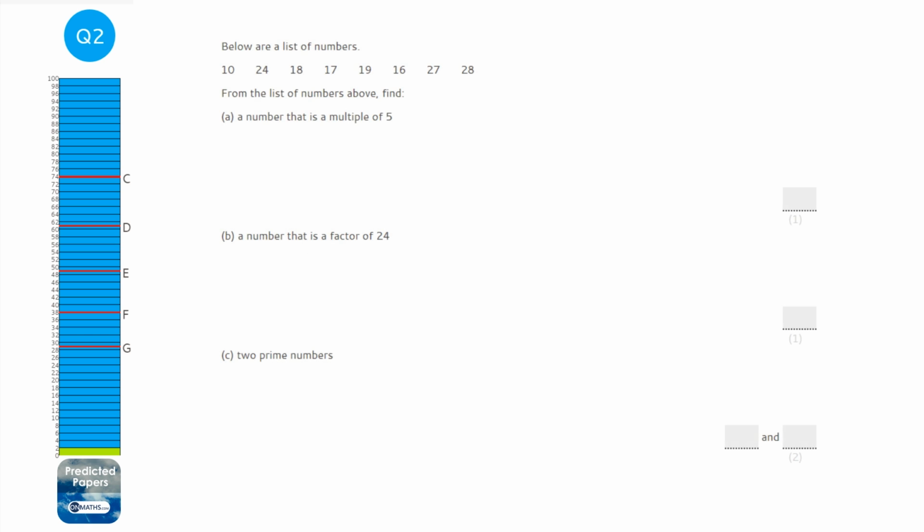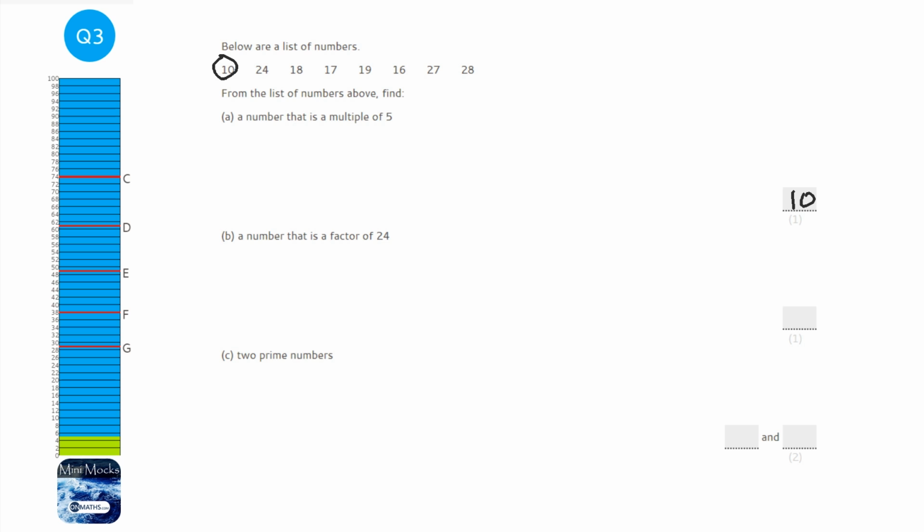For this question we need to understand the difference between multiples and factors. Multiples are just a number's times table. So the multiples of 5 will be 5, 10, 15, 20, etc. Now every number in the 5 times table ends in 0 or 5. So looking at the list of numbers we've got here, there's only one that ends in a 5 or a 0, which is 10. So 10 is a multiple of 5.